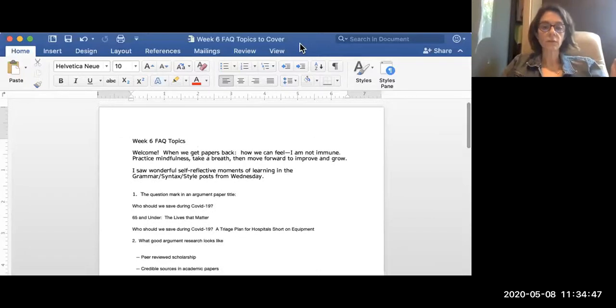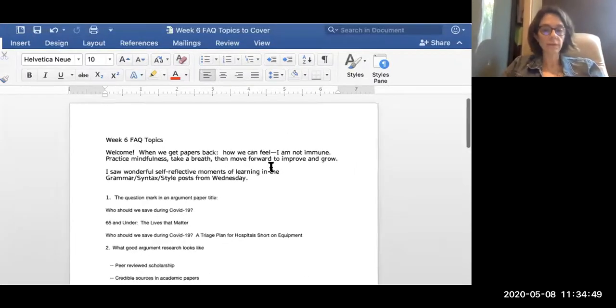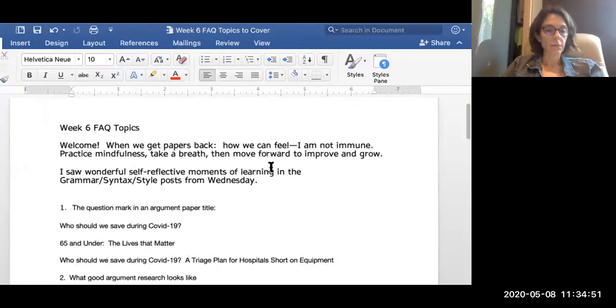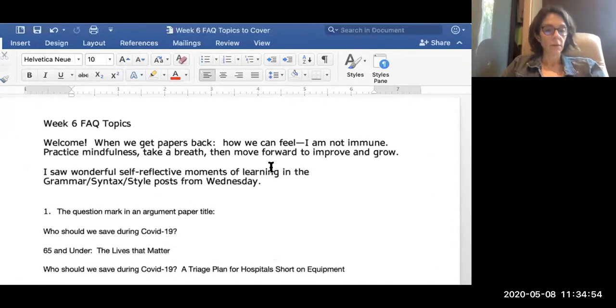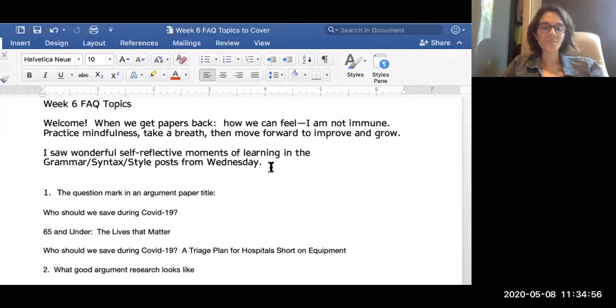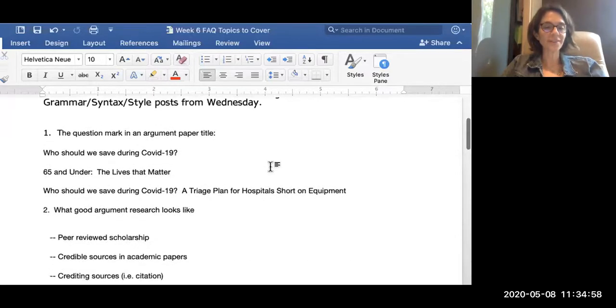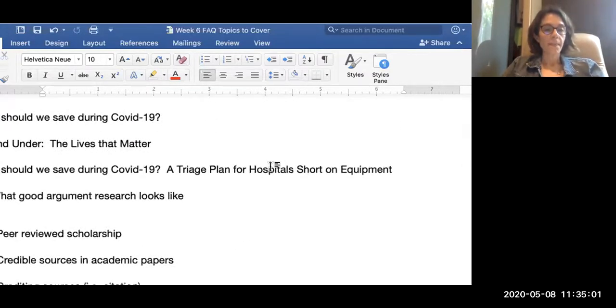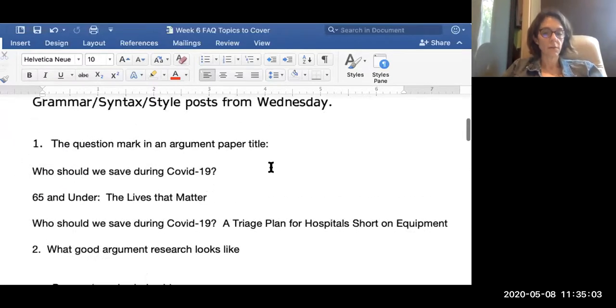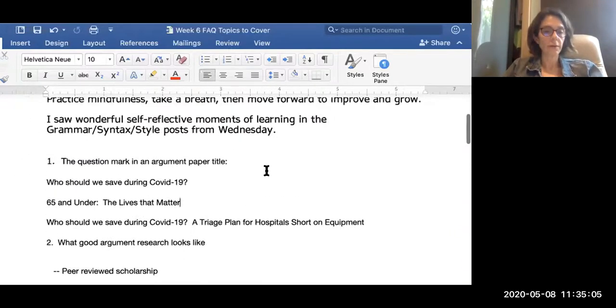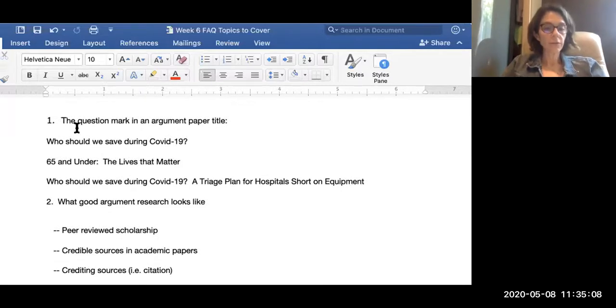So let me go ahead and share my screen. I've just come up with 3 different types of titles here, and I'm going to zoom in just on the section that we're currently in. All right. Oh, you're also seeing that, yeah, I'll get back to those first 2 topics in a second. But here are, let me zoom it out just a little bit. There we go. So here are the question mark in an argument paper title.